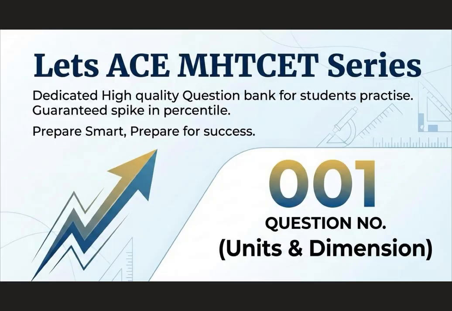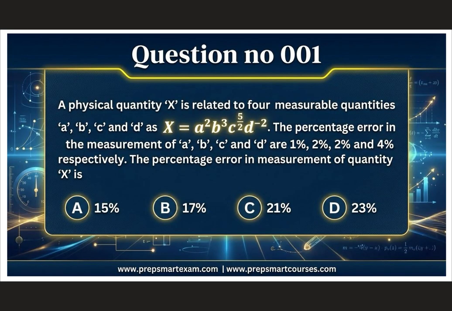This is a question from CET 2025. The question says that a physical quantity x is related to four measurable quantities a, b, c and d as x is equal to a square b cube. They've given you the formula over here. The percentage errors have been given for a, b, c and d individually: 1%, 2%, 2% and 4%. The percentage error in the measure of the quantity x is. So we have to take out the total error in measurement of quantity x.